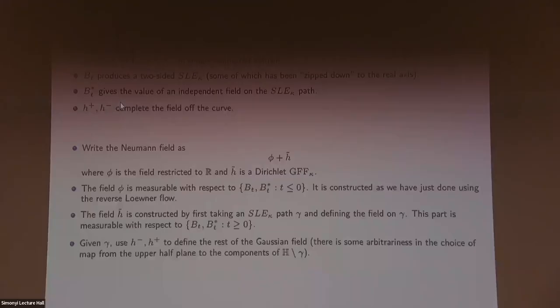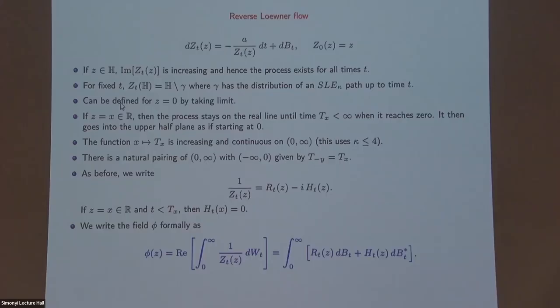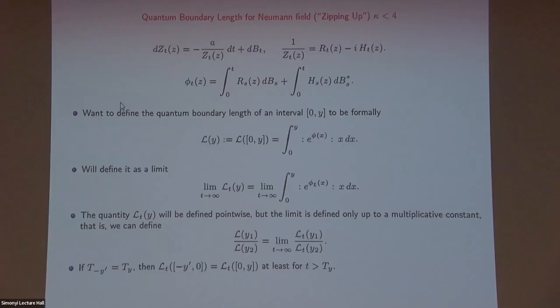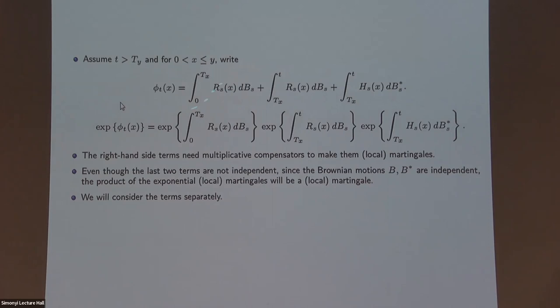Let me just go back to the definition here. Okay, so phi is just equal to this. And now I'm going to write phi t of that, so this thing just integrated up to t, right? But I'm going to write it as three parts. I'm going to write it as the integral, so x is on the real line. I'm going to integrate up to the time I reach the origin, and then I will integrate until the time t. Let's assume that t is bigger than tx. We're going to take little t to infinity. There is no h part when you're on the real line, but there is an h part once we've zipped up.